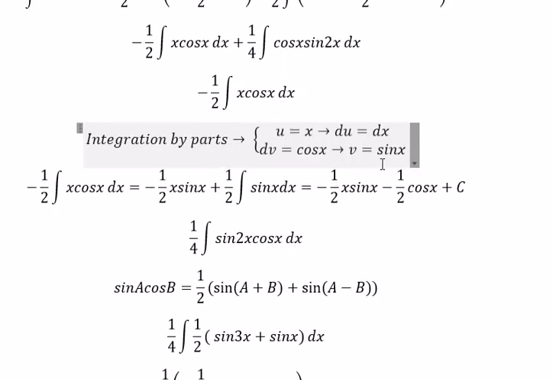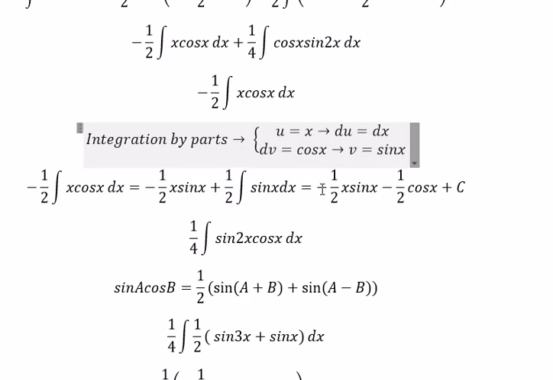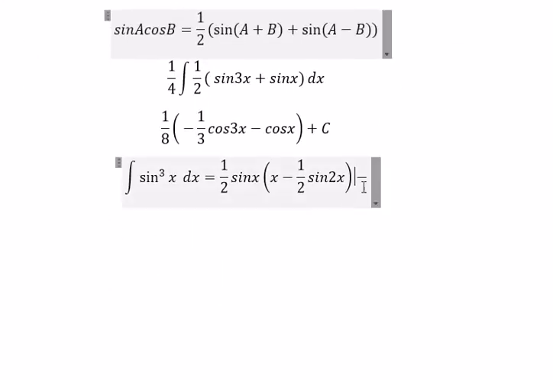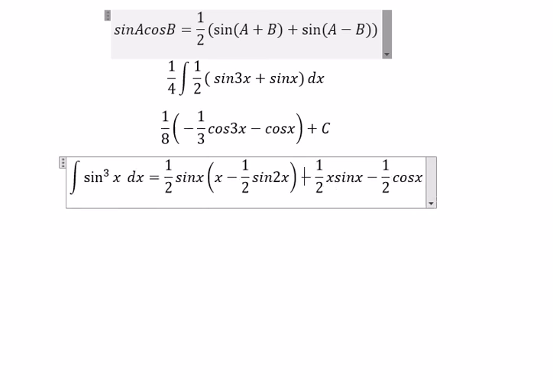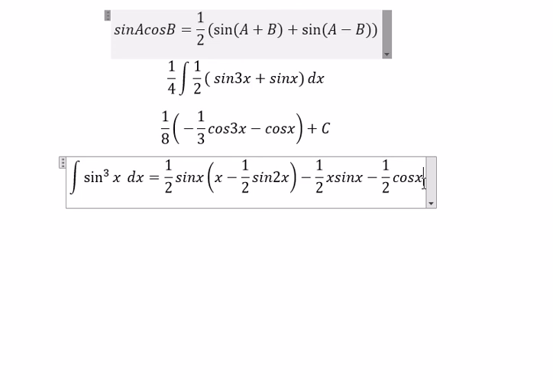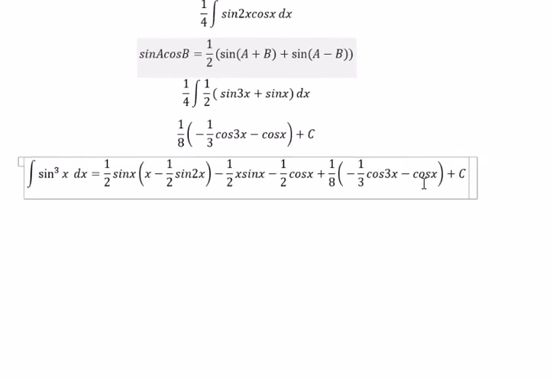So the first one, that's this one. And the second one, that's this one. And we put c as a constant.